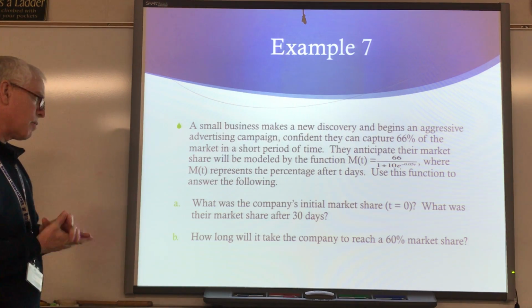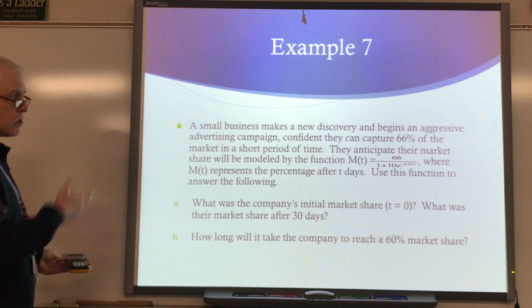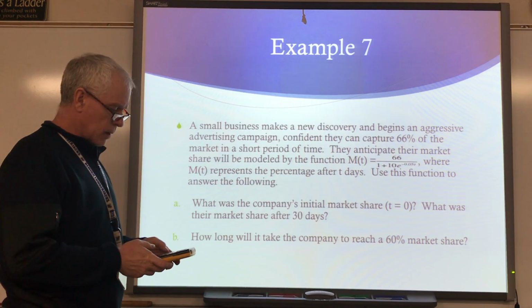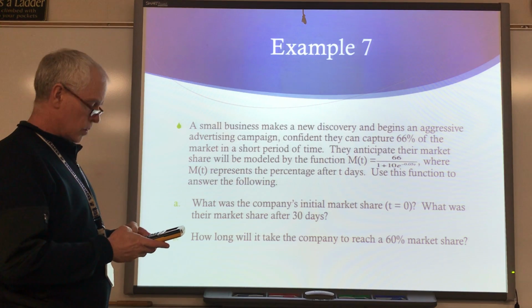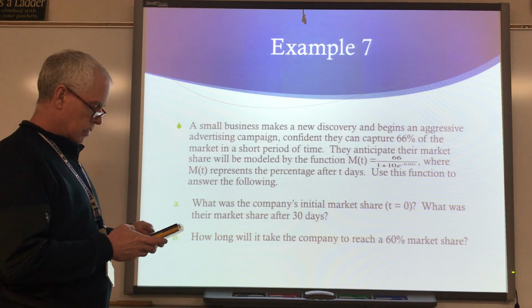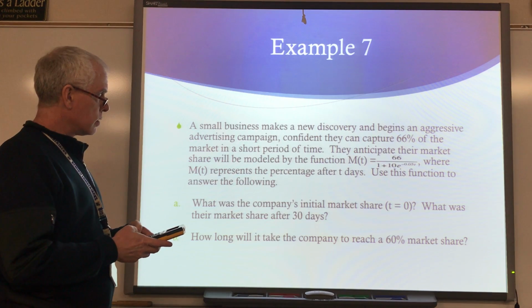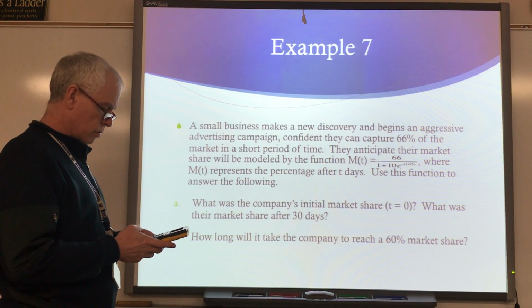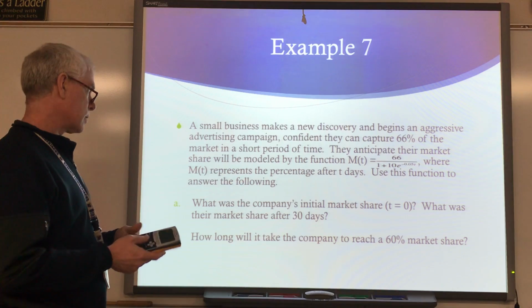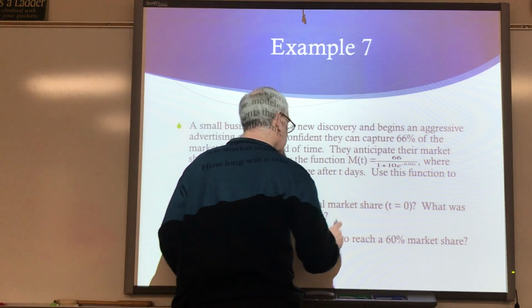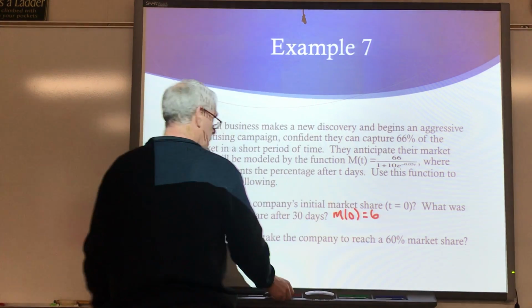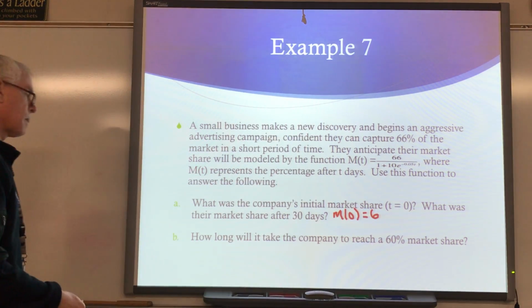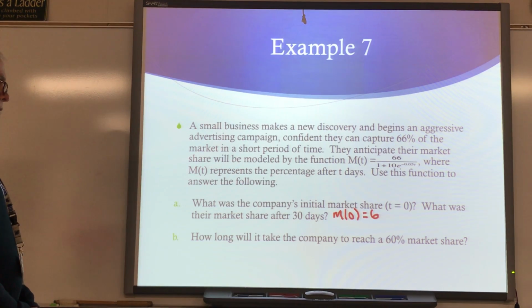So for part A, what was the company's initial market value at t equals 0? They're just asking you to put a 0 in, you guys. So go back to your main screen, and you are going to put 66 over 1 plus 10 e to the 0, basically, because you're raising that to the 0. So I get 6. Okay? So on the calculator for this one, M of 0 equals 6. So what does that mean? So after 0 days at the beginning, the percentage of the market share that you hold is 6%.